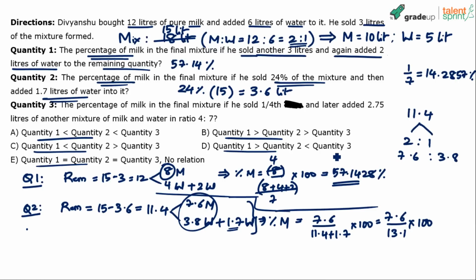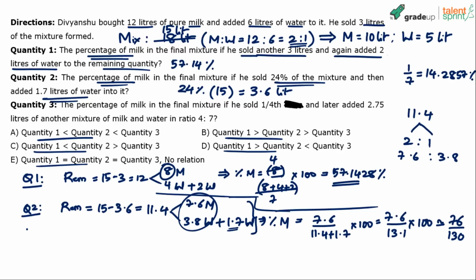You've got 57.14%. Find out what percentage will this be. Will this be more than 57 or less than 57? All about your numerical skills. There is no concept involved here. It's all about your calculation ability. So 76 by 131. Try to do the calculation. See, for 131, it's approximately 130, let's say. It's like 76 by 130. You getting it? I am taking it as 76 by 130.